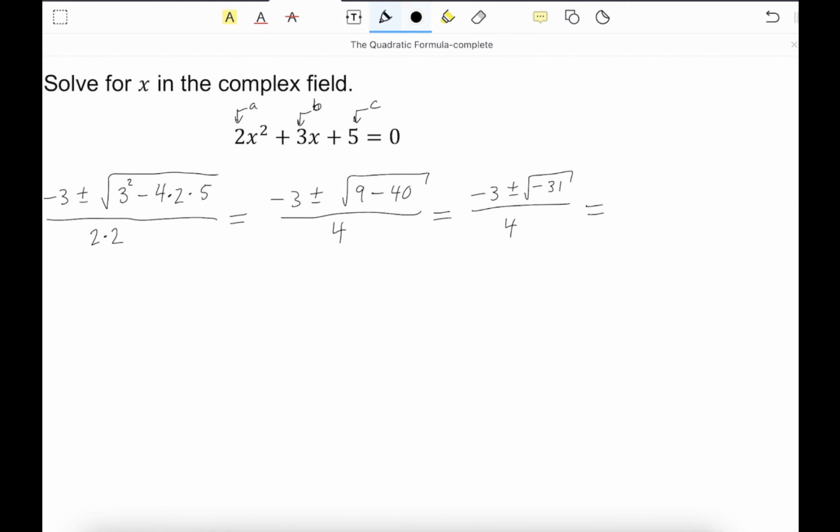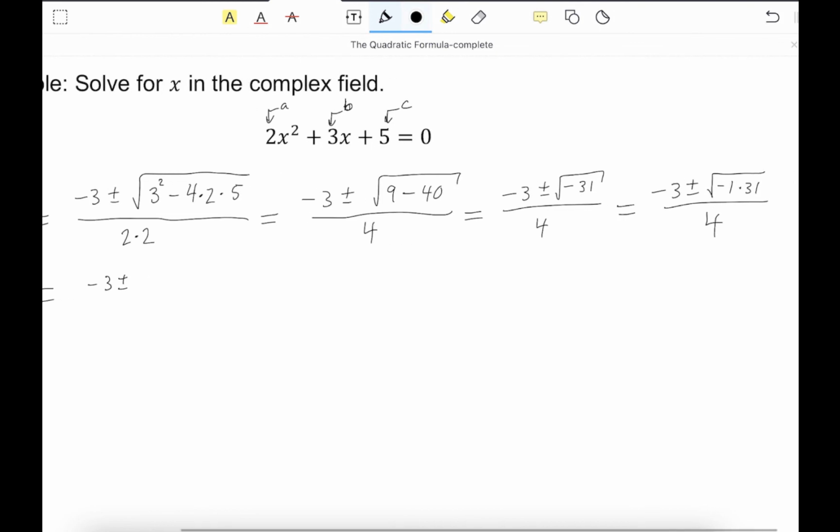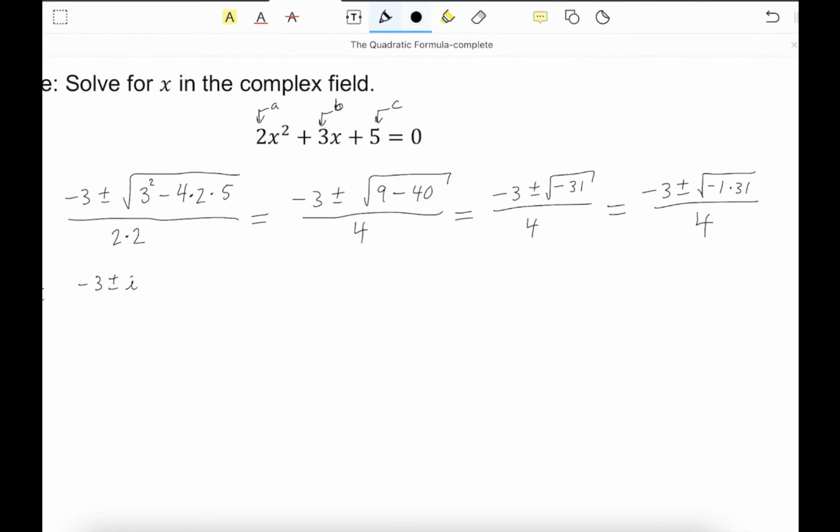31 is a prime number. So we can just write this as i times the square root of 31. Negative 3 plus or minus, let me do it in 2 steps. The square root of negative 1 times 31 all over 4. And this is then negative 3 plus or minus, square root of negative 1 gives me i. And the square root of 31 is still there, all over 4.